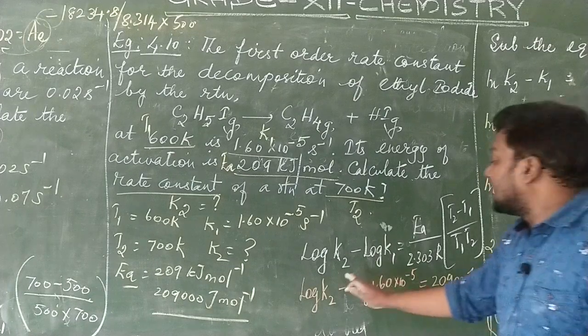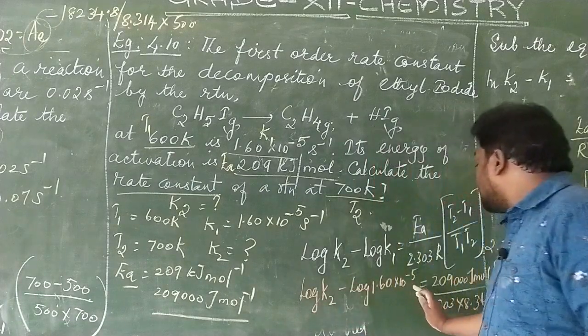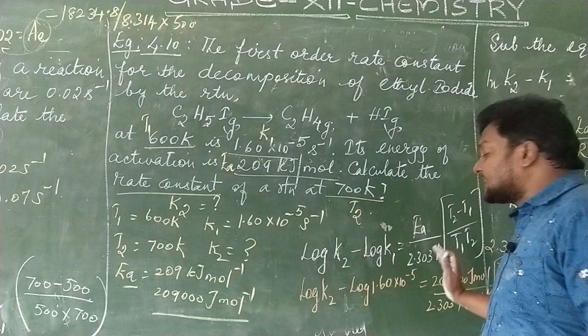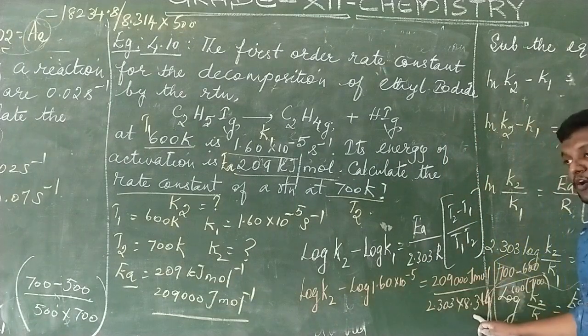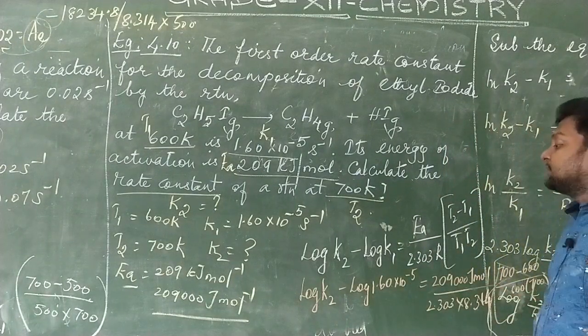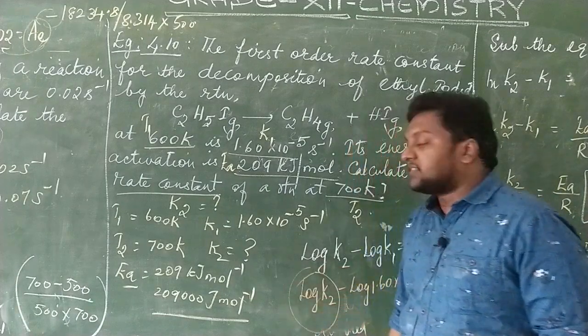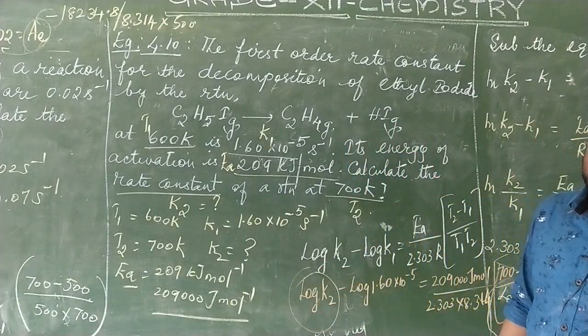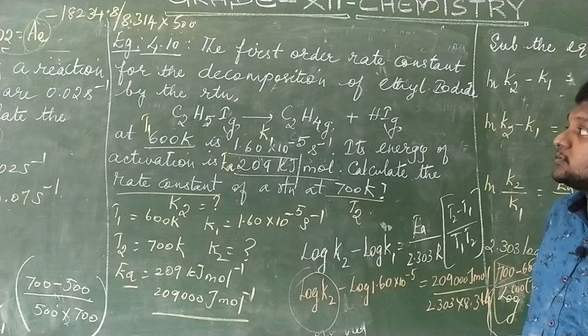Substitute, you keep log K2 here is equal to, you bring this value to the other side, so then it comes to the denominator, simplify everything, and finally you will get the value of this K2. Okay, so this is how we have to do the sum.